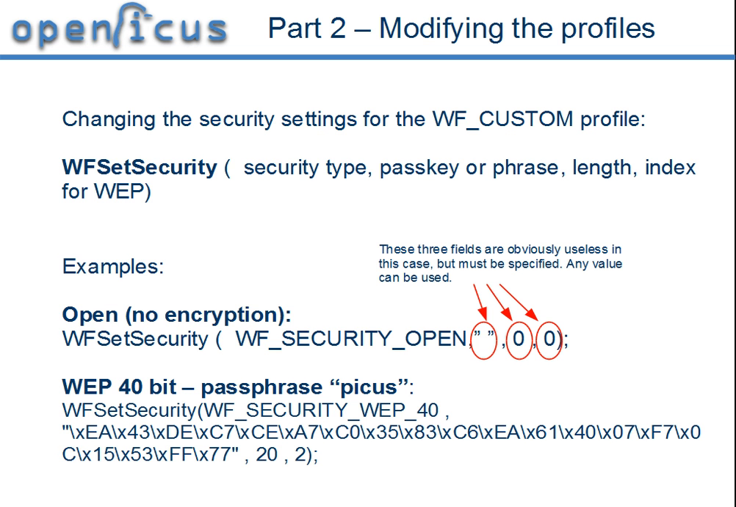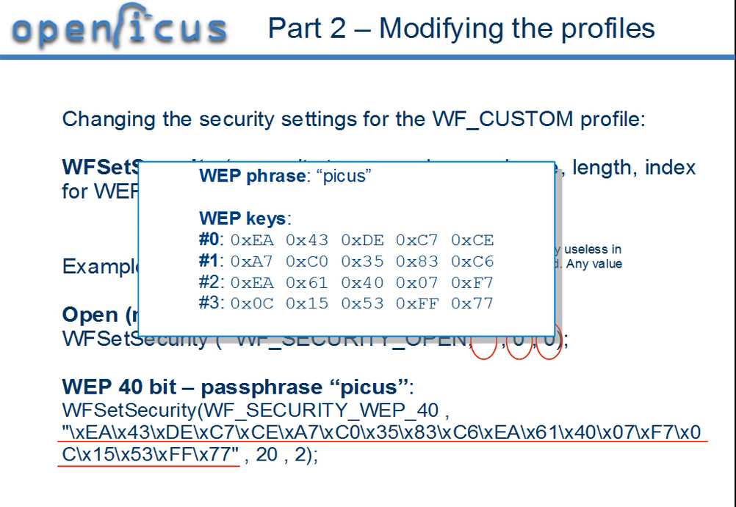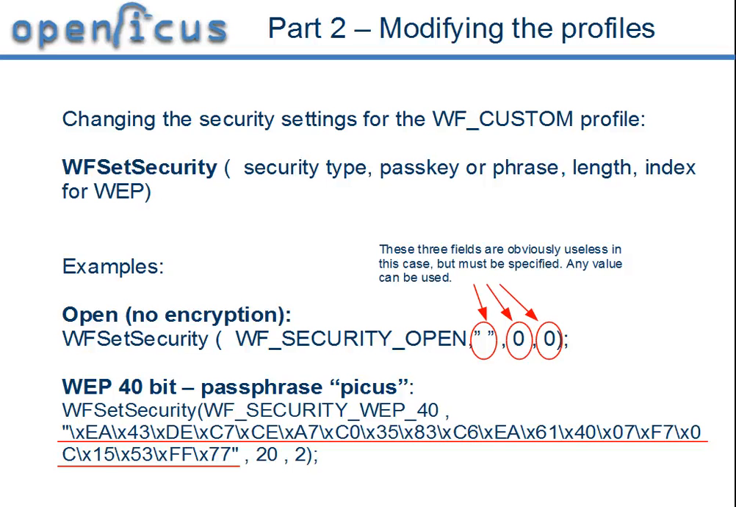For WEP 40-bit with passphrase picus, for example, we specify wf security WEP 40, and in the second field we put the WEP keys. As you can see, the WEP keys are calculated for the WEP phrase picus. You can find many tools online to calculate these keys. Then we have to specify the length of the key. The length is 20 because we have 20 characters, and the default index is, for example, 2.